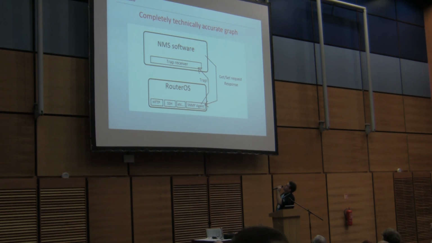So again, completely technically accurate graph. This is how it actually works. So the NMS software actually sends get requests or set requests to the device's SNMP agent, and the SNMP agent responds to those requests. And the SNMP agent can also send traps to the trap receiver inside of the NMS software. Just a note here that responses are not actually traps. Responses are just responses to those requests. Traps are a separate thing. Okay, so that's all and easy, you say. That's SNMP basics. It's how all client-server software works, pretty much.